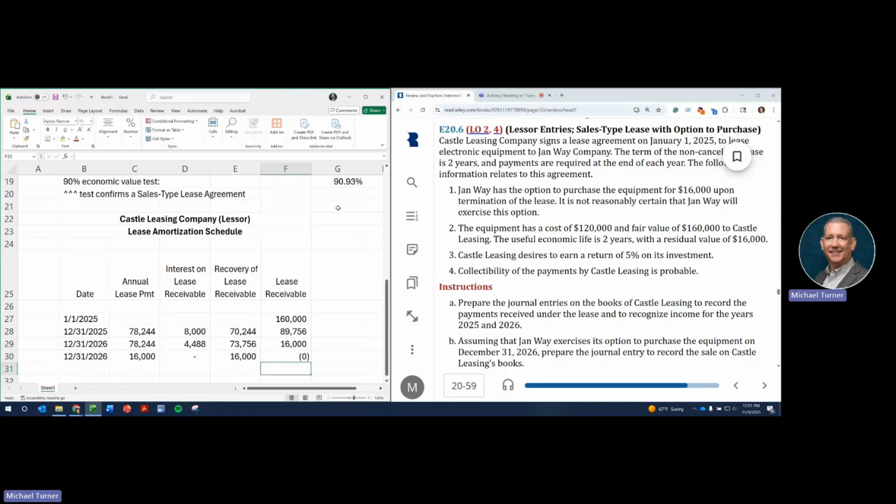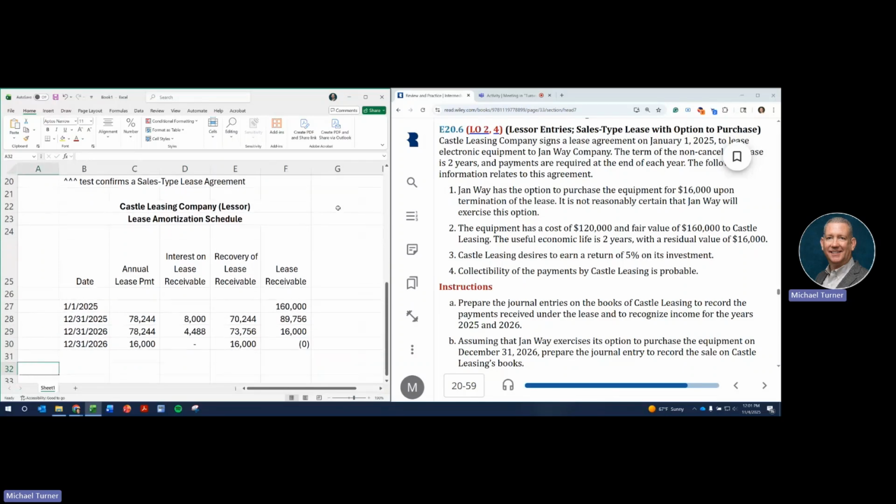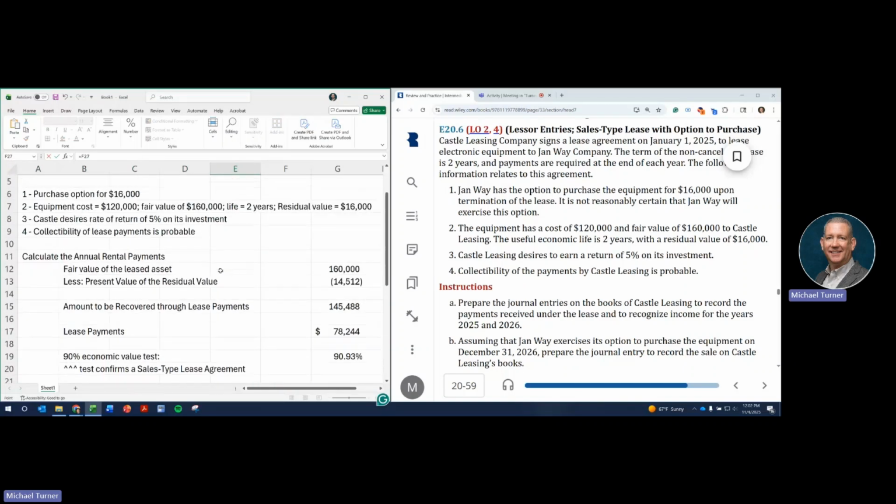If that's not totally crystal clear, let's work through the journal entries and see if that doesn't help solidify the transactions. So A, prepare the journal entries for Castle to record the payments received under the lease and to recognize the income for the years 2025 and 2026. On January 1, 2025, they will debit the lease receivable, and that amount is going to be, let's get this terminology correct, the fair value of the leased asset.